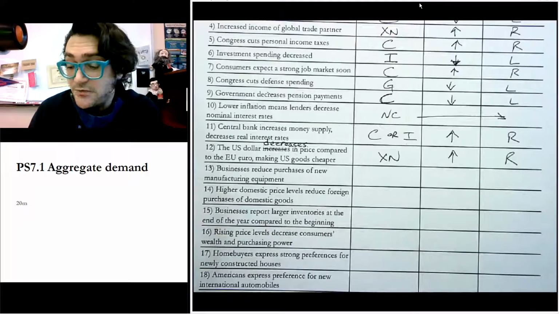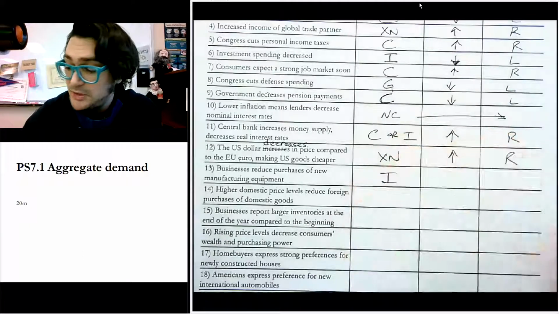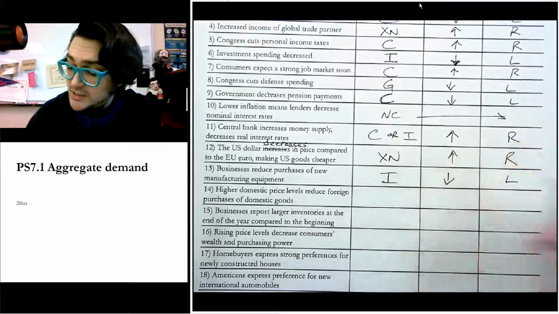Businesses reduce purchases of new manufacturing equipment. So that is the idea of investment spending, right? That's buying new equipment, and they're cutting back, so it's a decrease to the left.